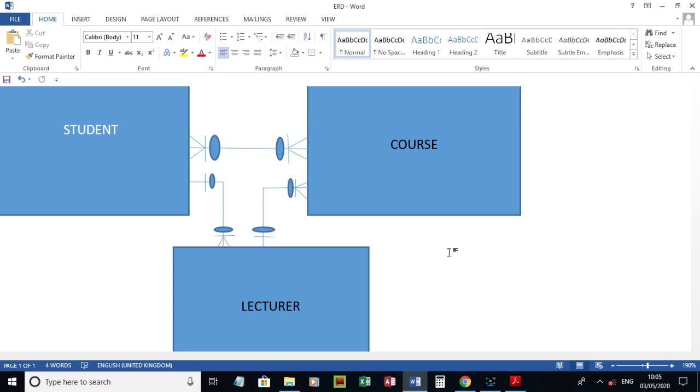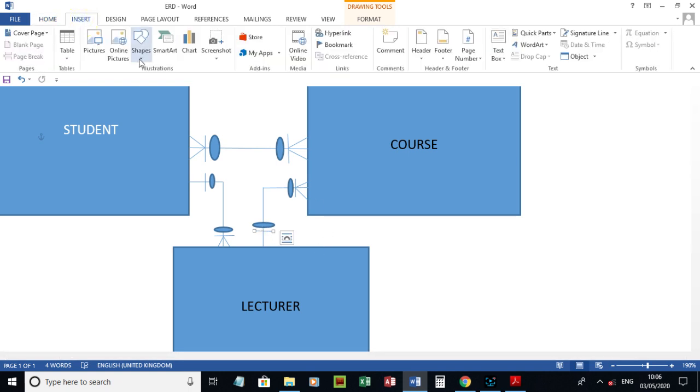Right. What about courses and lecture? Don't you think somebody can also argue that many lectures can also teach many courses? Of course, it is true. Many lecturers can teach many courses. So let us also design.